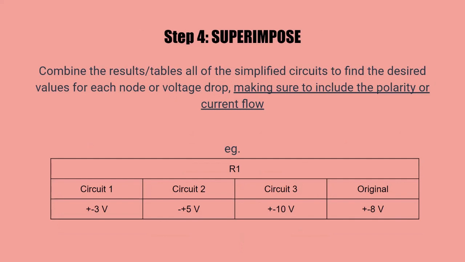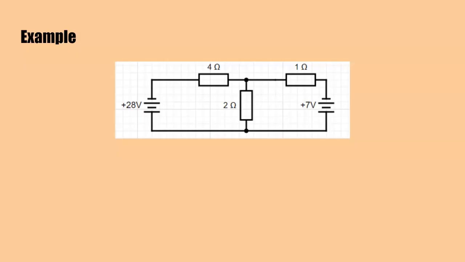So this is an example of a way you could superimpose them together. In circuit 1, we found it was 3 volts. In circuit 2, we found the voltage drop was the opposite polarity at 5 volts. And circuit 3, the polarity was the same as circuit 1 and it's 10 volts. So adding them all up, you get 8 volts as your final answer to the more complex circuit.